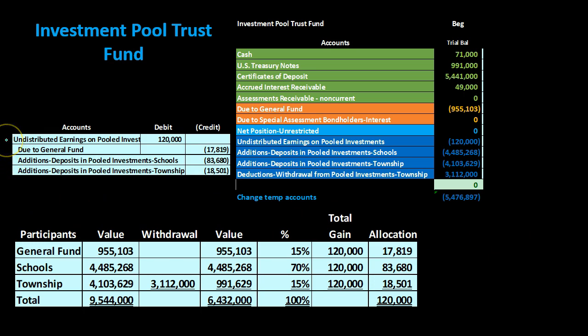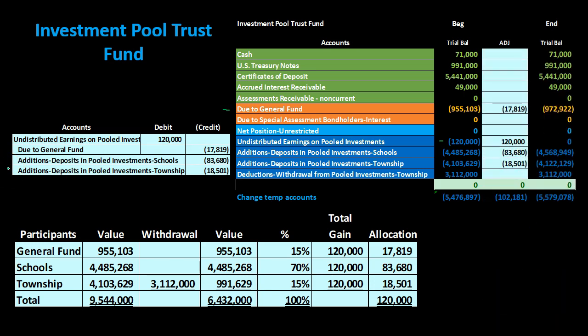So we're going to take it out then of the undistributed earnings on pooled investment. So now we're going to be decreasing this account. We're going to put it into the due to the general fund. That's the one that's acting like a liability account up top. And then we have the additions on the deposit in pooled investment for the schools and the township. So it's going to look like this when we record this out.